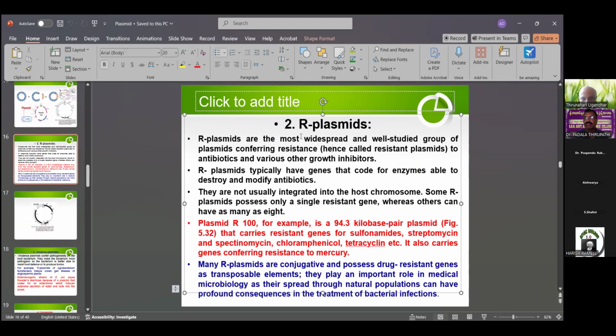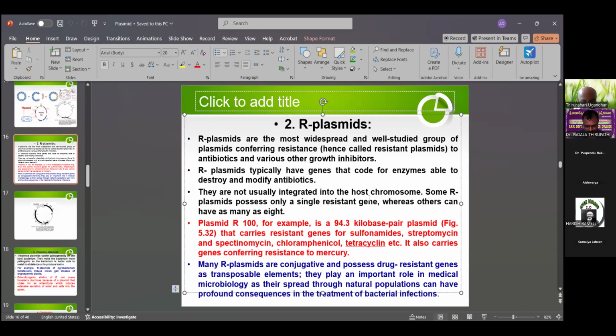The resistance plasmids are the most widespread and well-studied group of plasmids conferring resistance, hence called the resistant plasmids, to antibiotics and viruses, other growth inhibitors, antibacterials and viruses. R plasmids typically have genes that code for enzymes able to destroy and modify antibiotics. Antibiotic quality is important for the character features of the organisms. So this is also important.